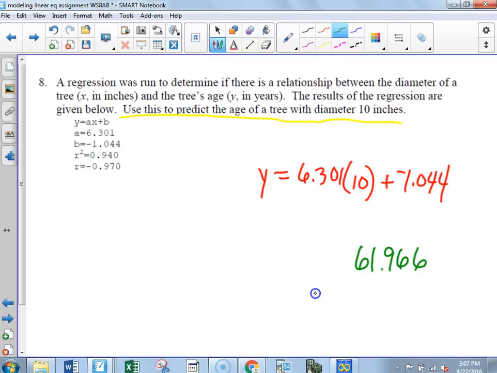So it said use this to predict the age of a tree. So I would say about 62 years old. Make sense? Yeah, that was nice. They gave us everything we needed, right? A different question on any of those worksheets, guys?